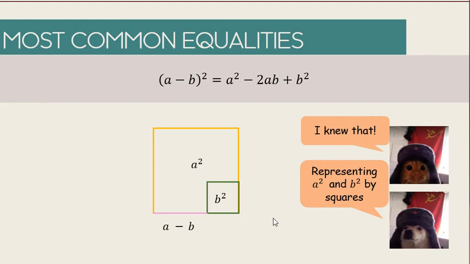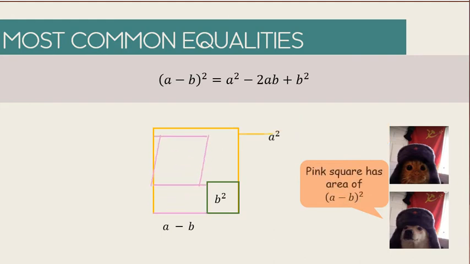Yes, I knew that. So the pink square has the area of (A minus B) squared. Do you agree? Because the side length of that pink square is A minus B. So the area of this should be (A minus B) all squared. Okay. Are you still following? Can we move on?